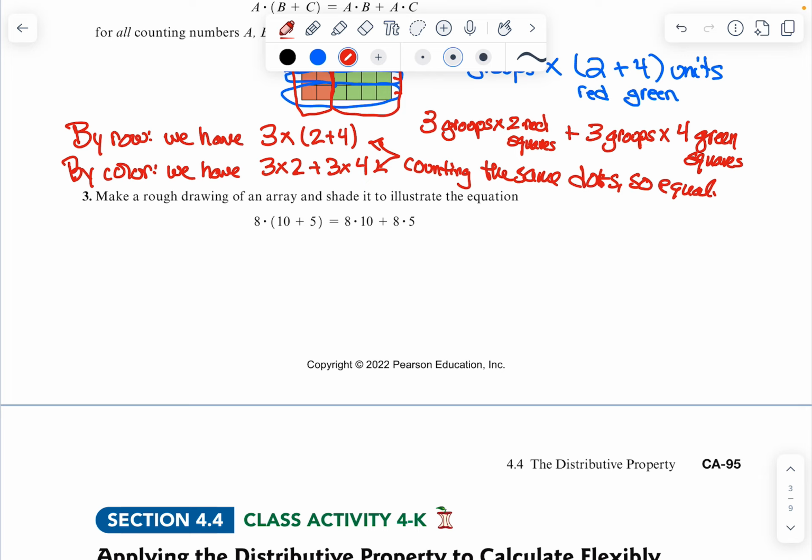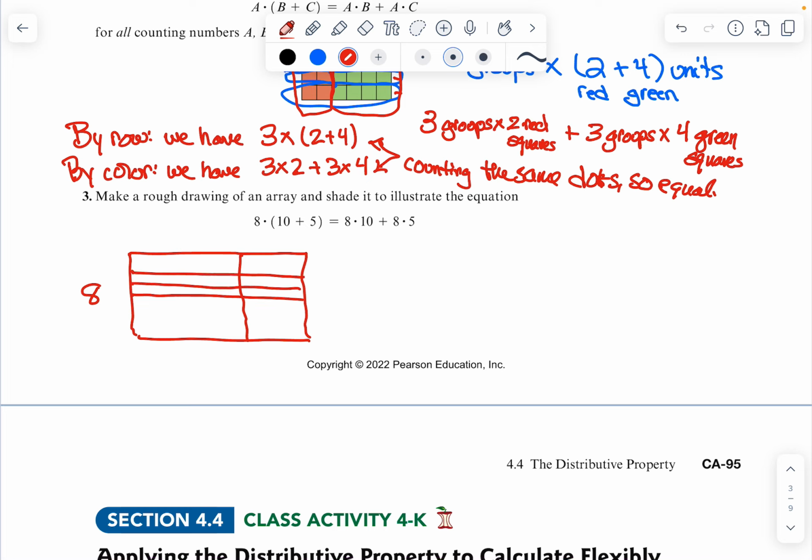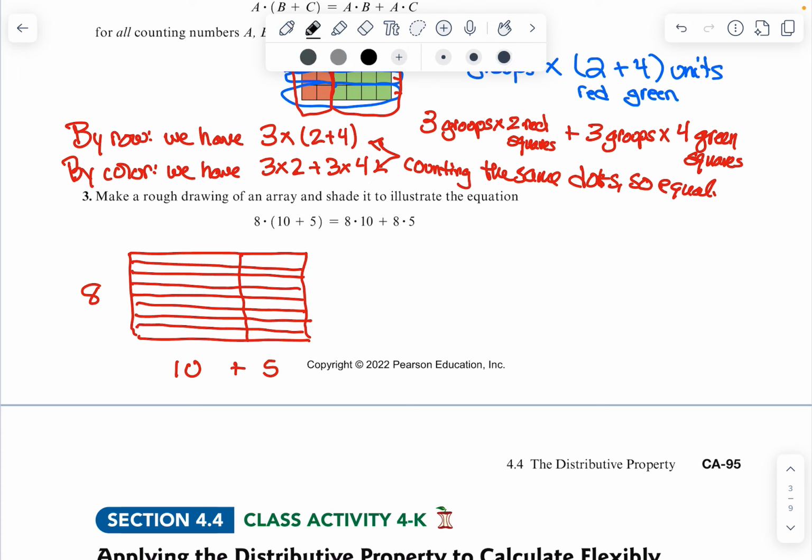So to show 8 times 10 plus 5, I'm going to draw a rectangle. And I'm going to go ahead and divide it here. So I know that I need to somehow incorporate 8 groups. So I'm going to divide this into 8 pieces horizontally. And then I somehow need to capture 10 plus 5. So let me go ahead and color this in a little bit.